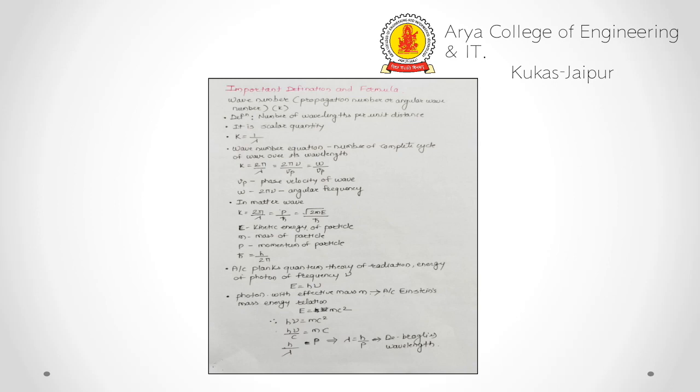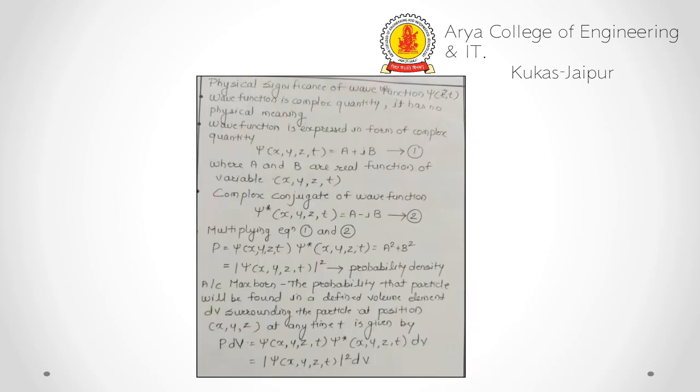Now according to Planck's quantum theory of radiation, the energy of a photon of frequency nu can be written as E is equal to h nu. For a photon with effective mass m, according to Einstein's mass-energy relation, the energy is written as E is equal to mc square. Comparing these equations, we get lambda is equal to h upon p, which is nothing but de Broglie's wavelength.